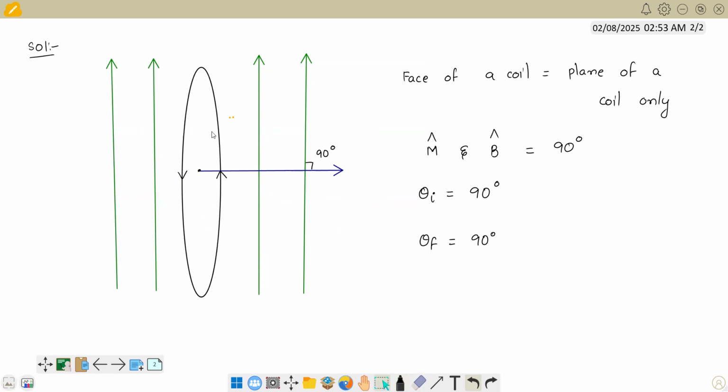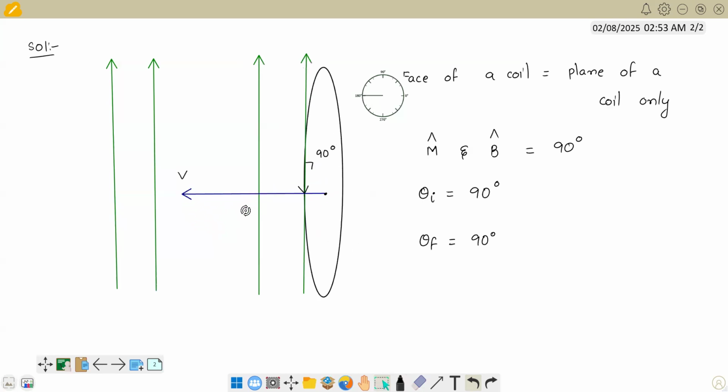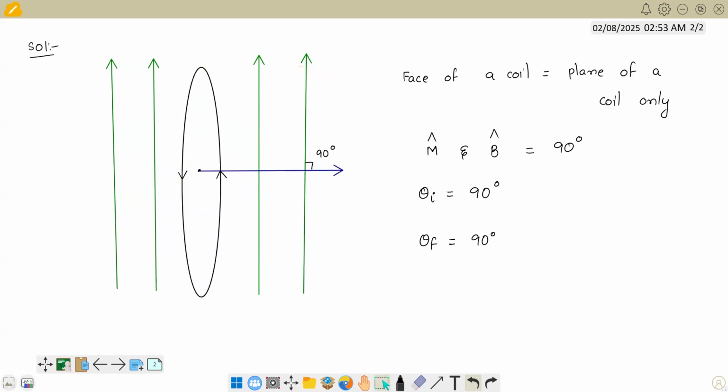Some people take it as 270 degrees, but we can just take the final angle between them as again 90 degrees. So initially 90 degrees, finally also 90 degrees. Since both are 90 degrees, the work done formula is MB (cos theta initial minus cos theta final). Since originally 90 degrees and finally also 90 degrees, the work done is 0.